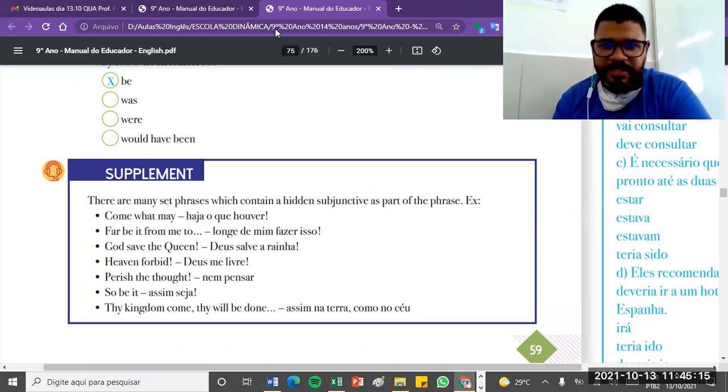Ok? Assim a gente vai finalizando a aula de hoje, lembrando para vocês de estudarem as páginas que vão cair na prova e lembrando que as páginas são da 54 a 52, as unidades Unit 6 and 7, unidade 6 e 7 do livro Sucesso, ok?